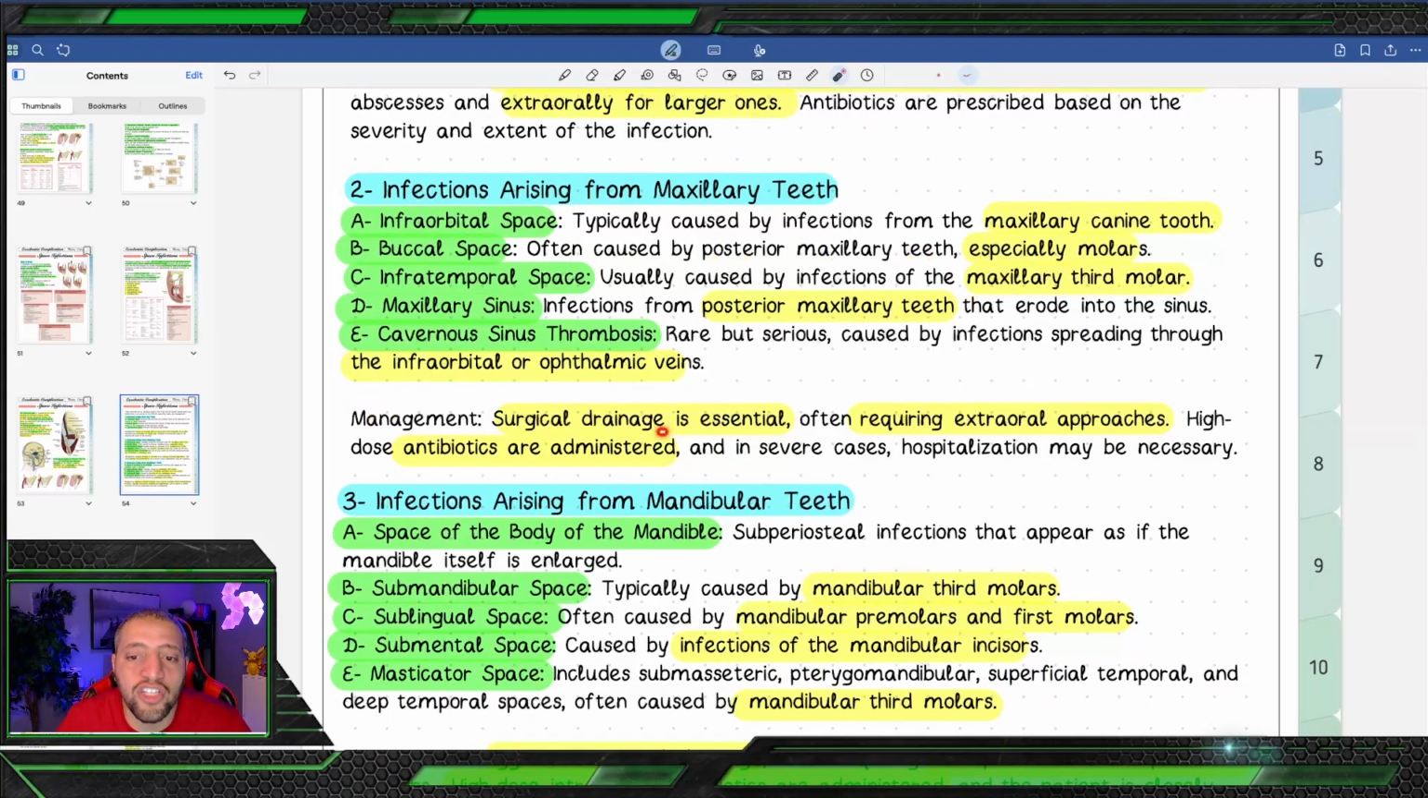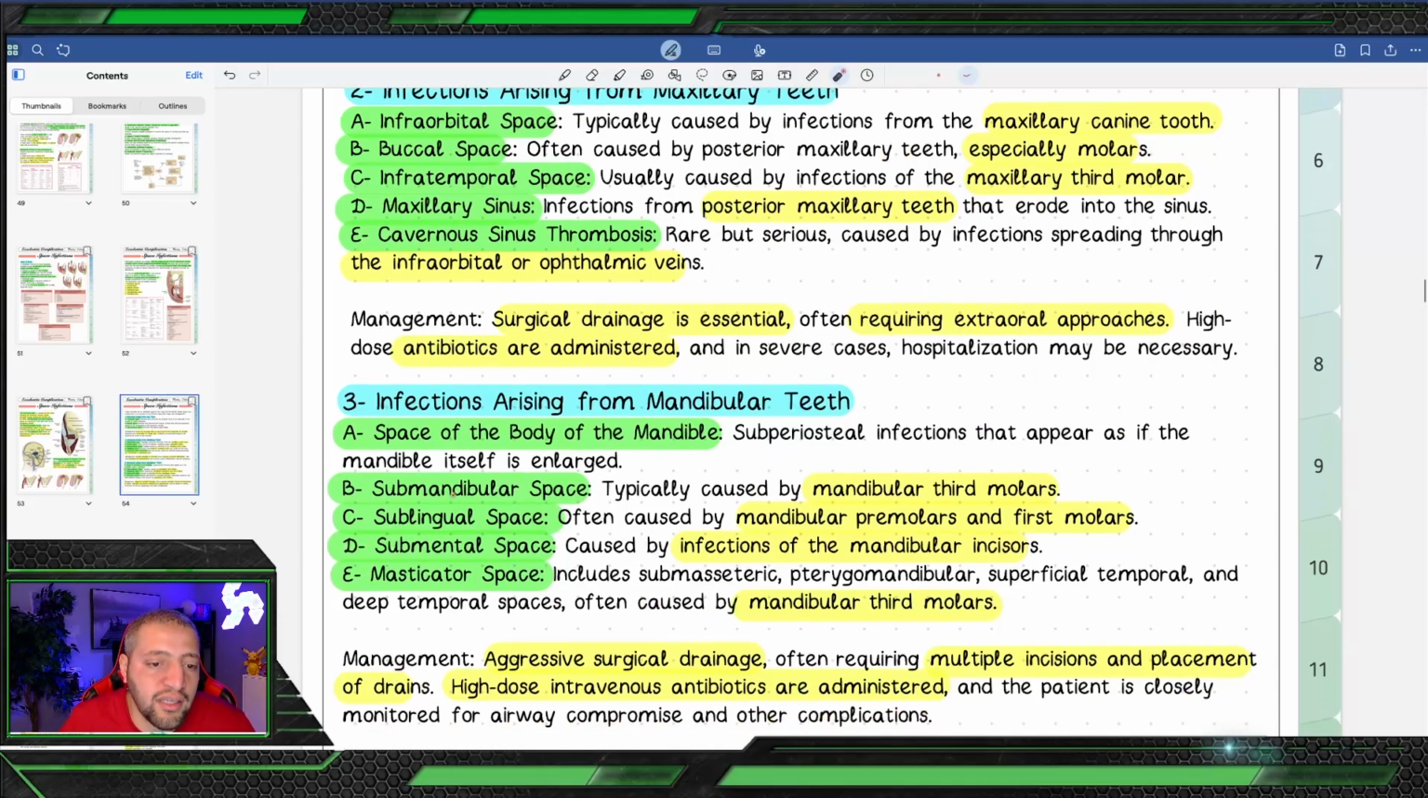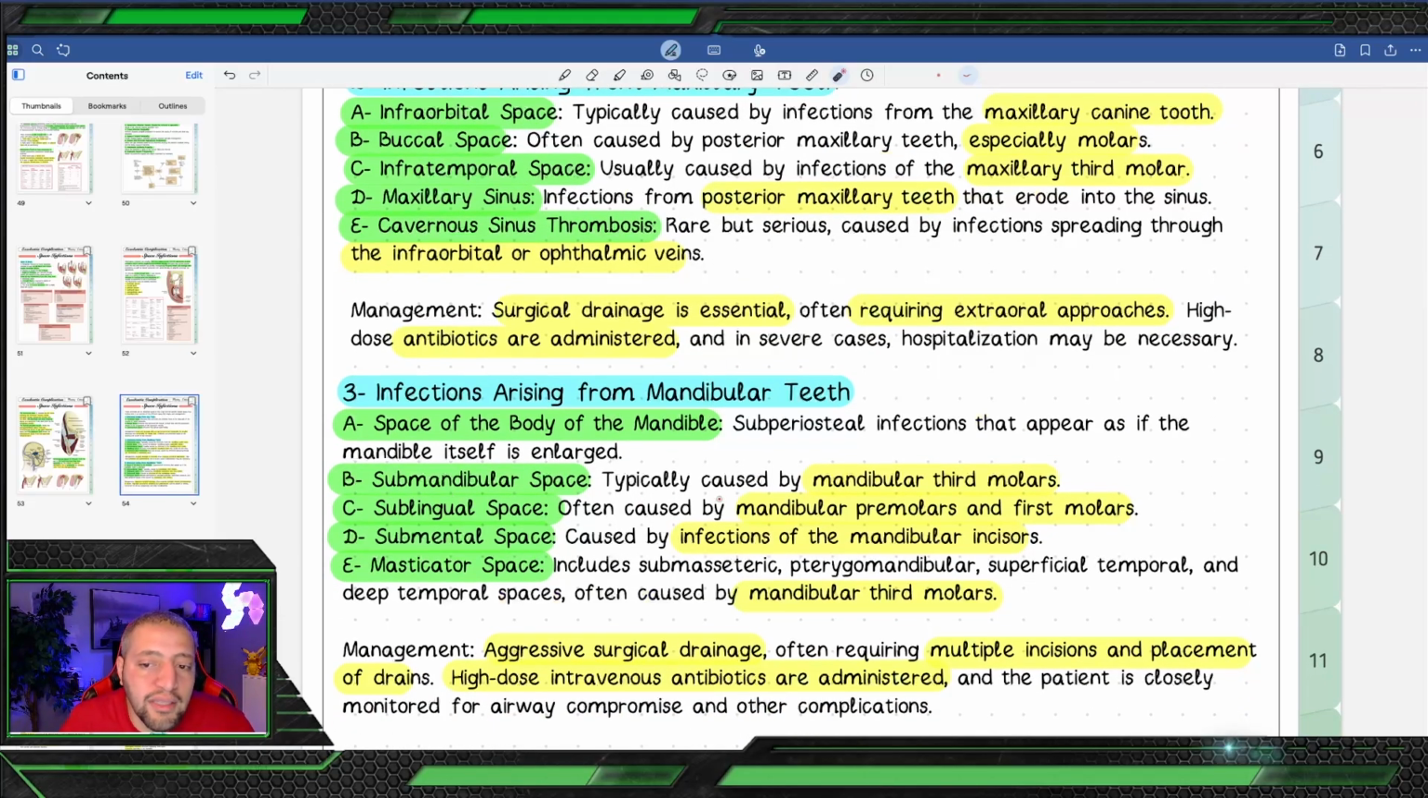Management, surgical drainage is essential, often requiring extraoral approach, as you can see for this one, and high dose of antibiotic administered because we have a space infection here, which is big. In severe cases, hospitalization may be necessary. Infection arising from mandibular teeth, space of the body of the mandible, which is supraperiosteal infection that appears if the mandible itself is enlarged. So you feel the mandible here is coming big in the side, angle of the mandible. Submandibular space, mandibular third molar. Sublingual space, mandibular premolar first molar.